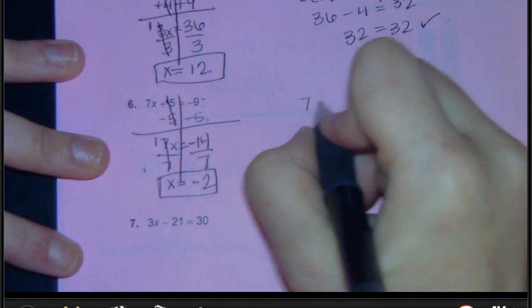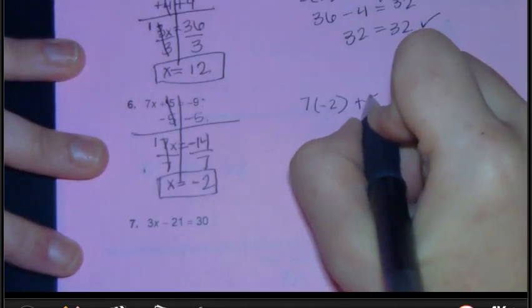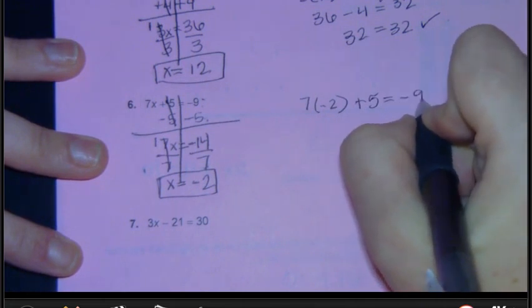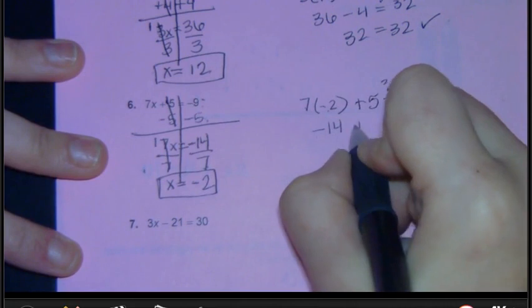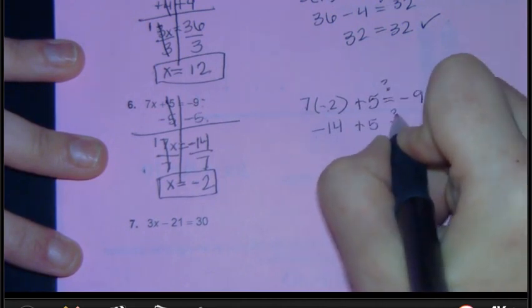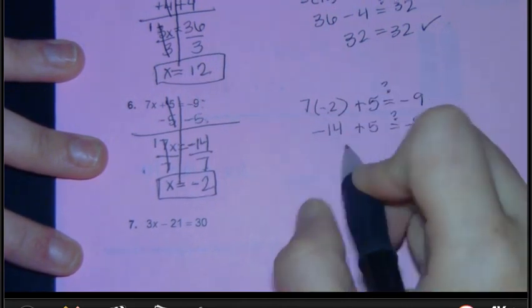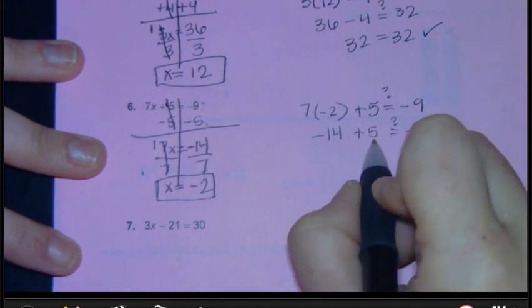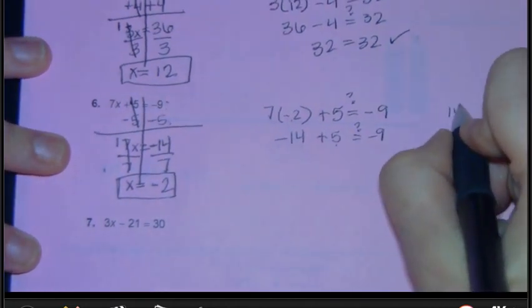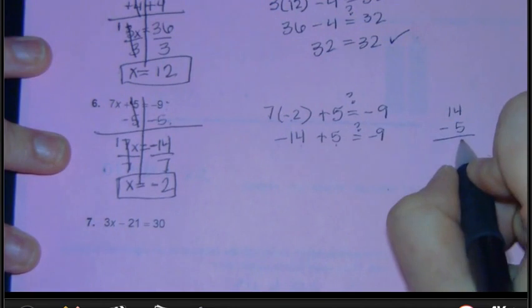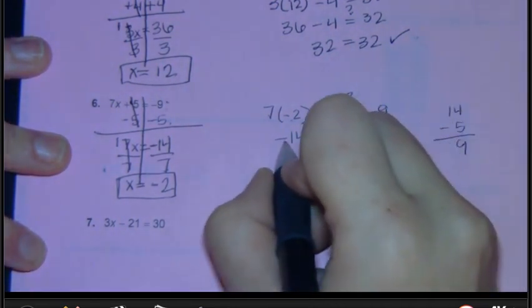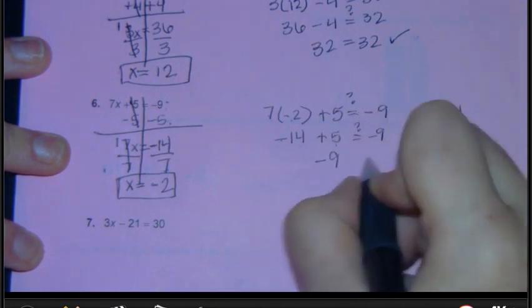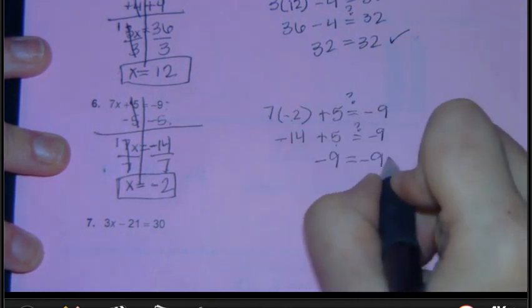All right, let's check our answer. So 7 times negative 2 plus 5, does it equal negative 9? Well, 7 times negative 2 is negative 14 plus 5. Now see, I have two numbers that are opposite signs. So I'm going to subtract my two numbers. And when I do 14 minus 5, I do get 9. Well, I had more negatives, so it's negative 9 is equal to negative 9.